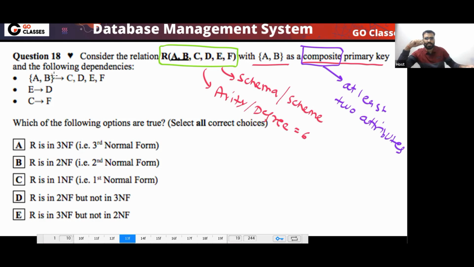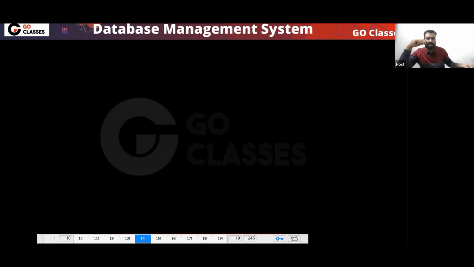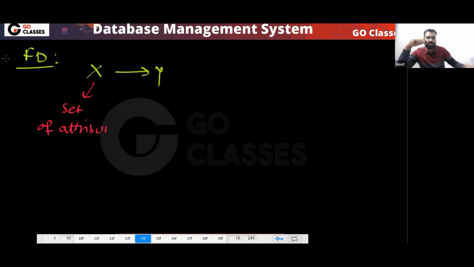Now, the following functional dependencies are given to you. One thing I again want to tell you: when we say FD, from X to Y, X is a set of attributes and Y is a set of attributes. So from a set of attributes to a set of attributes, you can have a functional dependency.